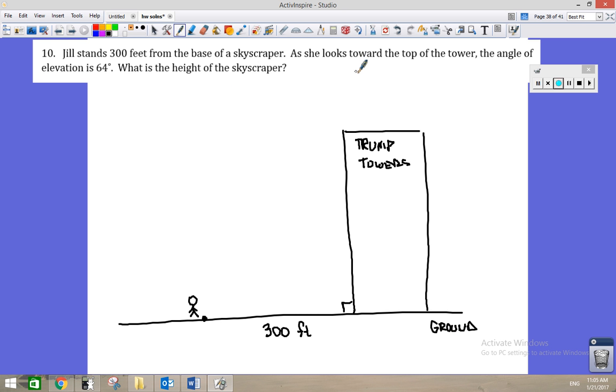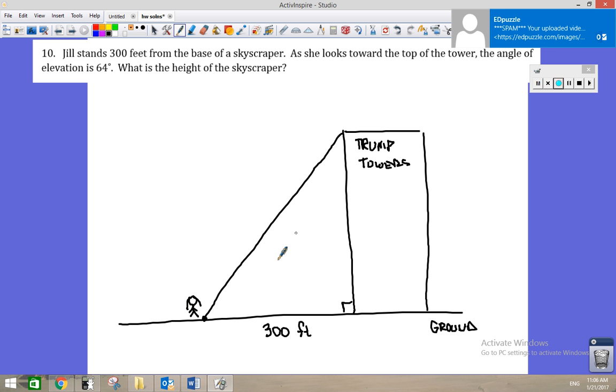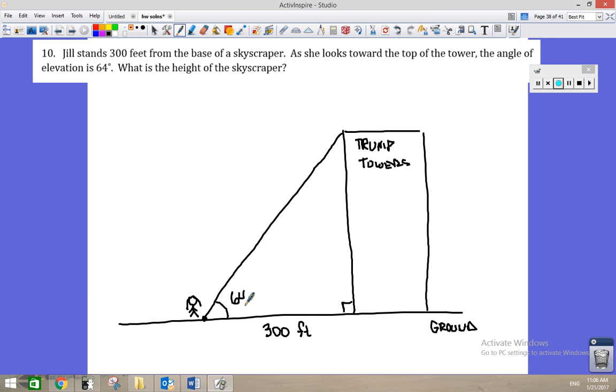and she looks towards the top of the tower, so she's looking up. The angle of elevation: if she's looking just horizontally, she's got to tilt her head back to look up. So that's the angle of elevation. Her horizontal line of sight is parallel with the ground. When she tilts her head back 64 degrees to look up and see the top of the tower, it wants the height of the tower.